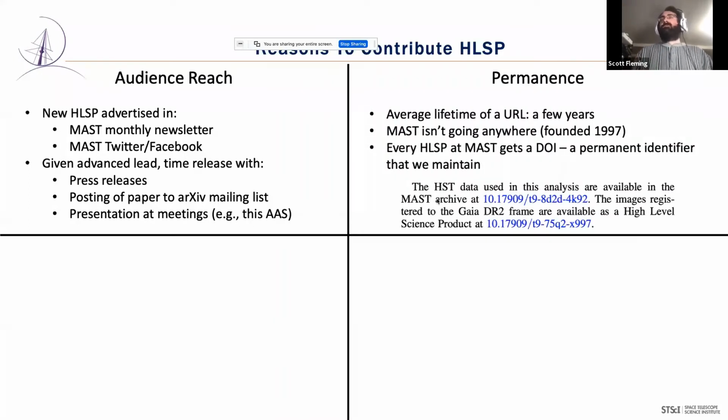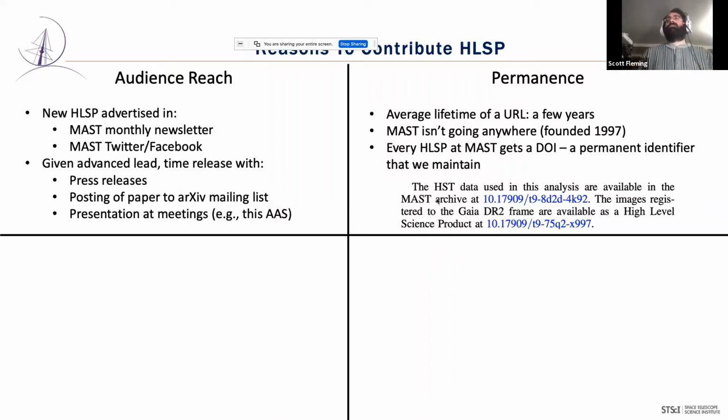Another big pillar is permanence. The average lifetime of a URL online is only a few years. And MAST is coming up on our 24th anniversary, and we're not going anywhere anytime soon. I promise you that. So we really can provide a long-term home, and when I say long-term, I mean multiple generations of PhDs, think of it that way, for your data products to live at. Every high-level science product that gets released at MAST gets a digital object identifier, a DOI.